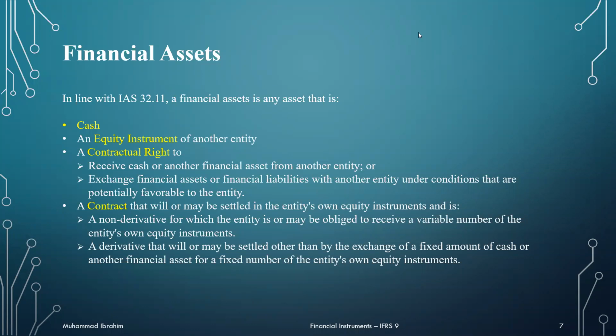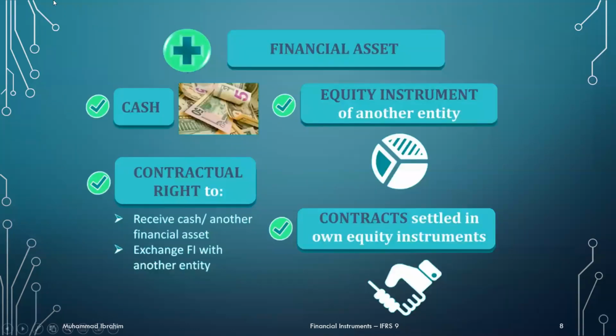So this is the financial asset definition. I will not go into detail about the derivative. For easiness, if Salman can come to the next slide, there is a summary of this definition. Financial asset, for easiness, is cash, an equity instrument of another entity, meaning investment in any other entity, any contractual right to receive cash, or to exchange financial interest with another entity, which I explained to you. And the third one, the difficult one, the contract settled in own equity instrument, which can be an option as well.